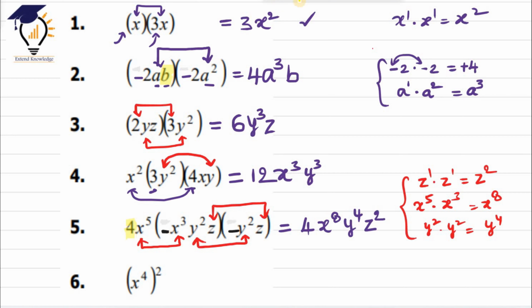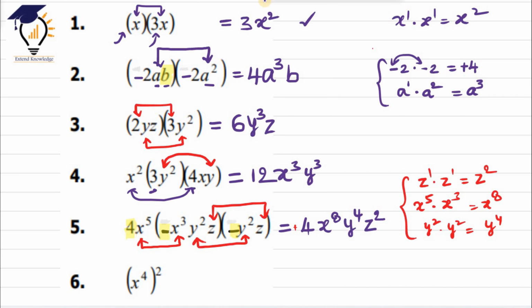Now let's talk about sign. So there is a negative sign and a negative sign, and all three are multiplication. Negative times negative is positive, so the result will be positive. Need not mention the positive sign there. So the answer is 4 x to the power of 8 y to the power of 4 and z square.